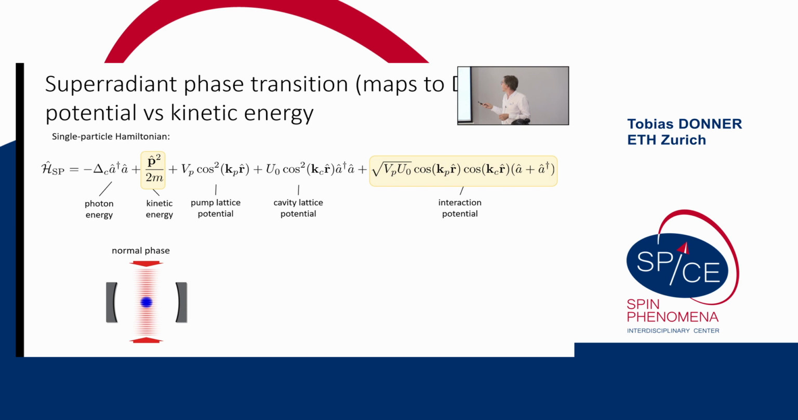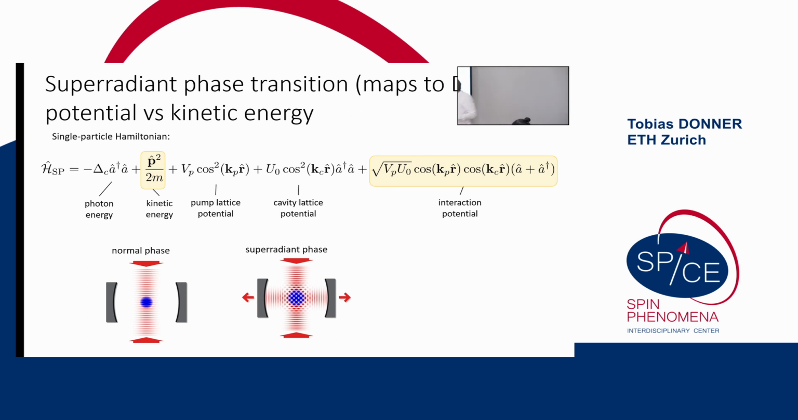OK, now kinetic energy versus potential energy. If the interaction potential here is winning, then the system undergoes a phase transition from a normal phase, where there are no photons inside the cavity, to a superradiant phase, where the atoms form Bragg planes at which this light field is scattered into the cavity.